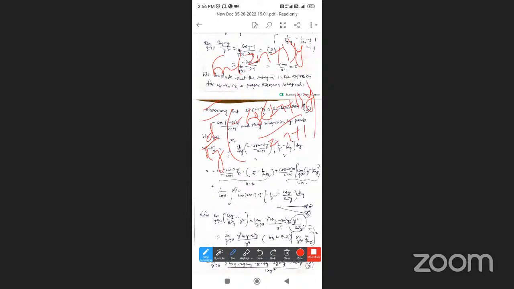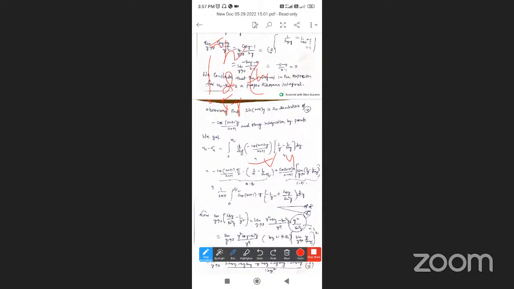So we evaluate this by using integration by parts. The integral from 0 to pi/2 of d/dy of minus cos((2n+1)y)/(2n+1), times (1/y minus 1/sin y). This is u, and this is v. The UV rule is applied: upper limit minus lower limit, plus the remaining part.